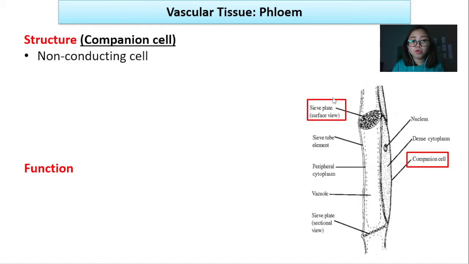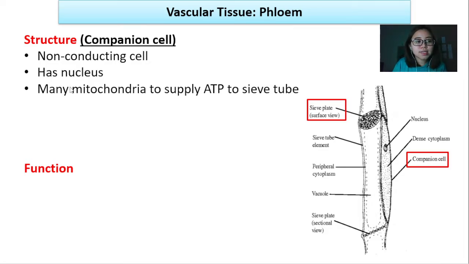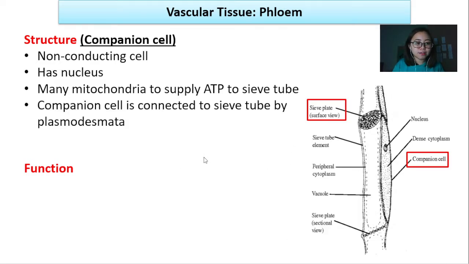Non-conducting cell means bukan dia yang punggahkan bahan-bahan yang terlarut itu. It's not the one conducting or moving a huge amount of sucrose to other parts of the plants. This companion cell will have nucleus. This companion cell will have many mitochondria to supply ATP to the sieve tube. Sieve tube ini masih makan tenaga, jadi companion cell ini yang akan bekalkan dia tenaga dalam bentuk ATP.